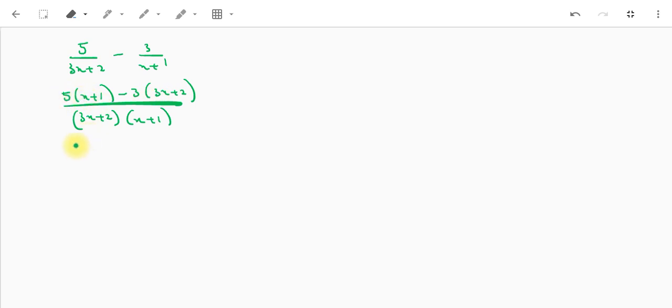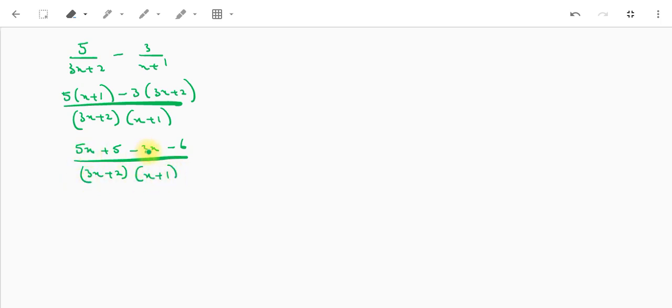Open up the bracket here, I'll have 5x. I've taught you this. 5 times 1 gives us plus 5. Minus 3 times 3x gives you minus 3x. Minus 3 times 2 gives you minus 6. Well, the denominator remains the same. Nothing we can do there. You can't really break it down more than that. That's how far it can go.